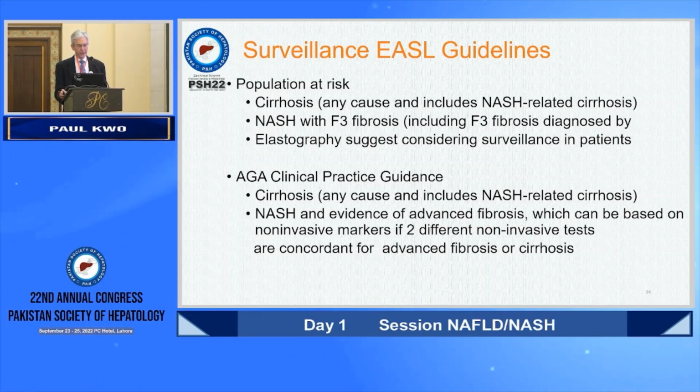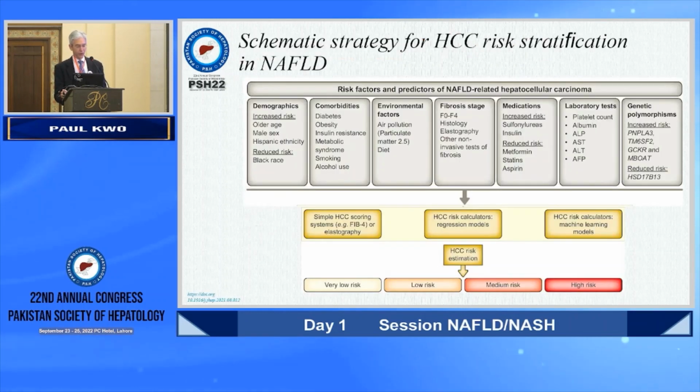But we're also going to screen those with evidence of advanced fibrosis if you have 2 non-invasive tests. So this could be a FibroScan, it could be something as simple as a FIB4, and with those you should enroll them in hepatocellular carcinoma surveillance programs. What we're ultimately going to need to do is risk stratify all of these individuals whom we see in our clinics.